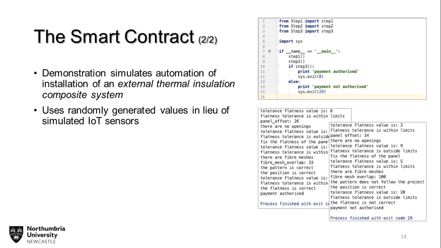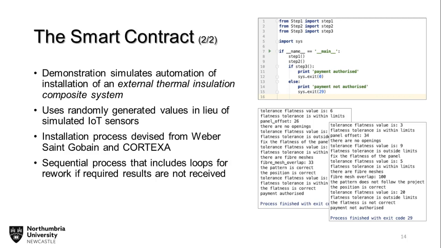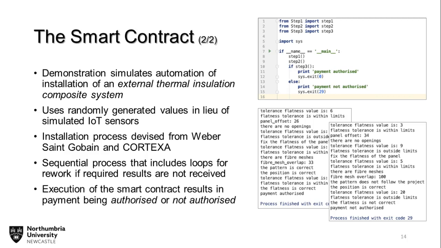So we used random values to simulate the IoT sensor data. The installation process was developed from the manufacturer that actually supplies the panels, and Cortexa, which is an Italian organization, I think a standards organization. It's effectively a sequential installation process that has a number of feedback loops if you don't meet the requirements, to give the opportunity to the workers to keep going back. If the wall is not flat, they can go back and flatten the wall, and then the sensors will retest and then progress the contract.